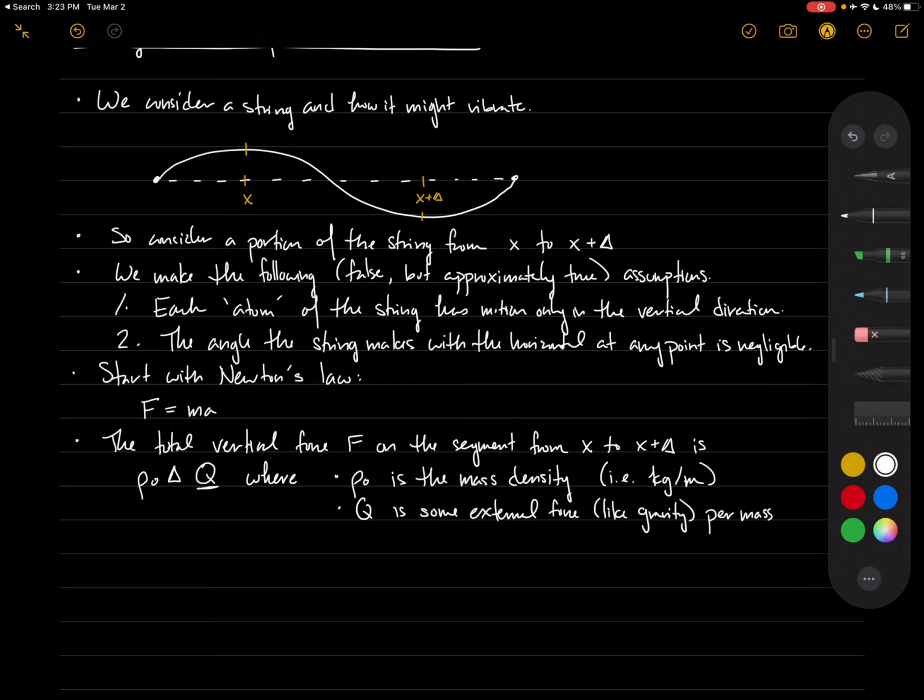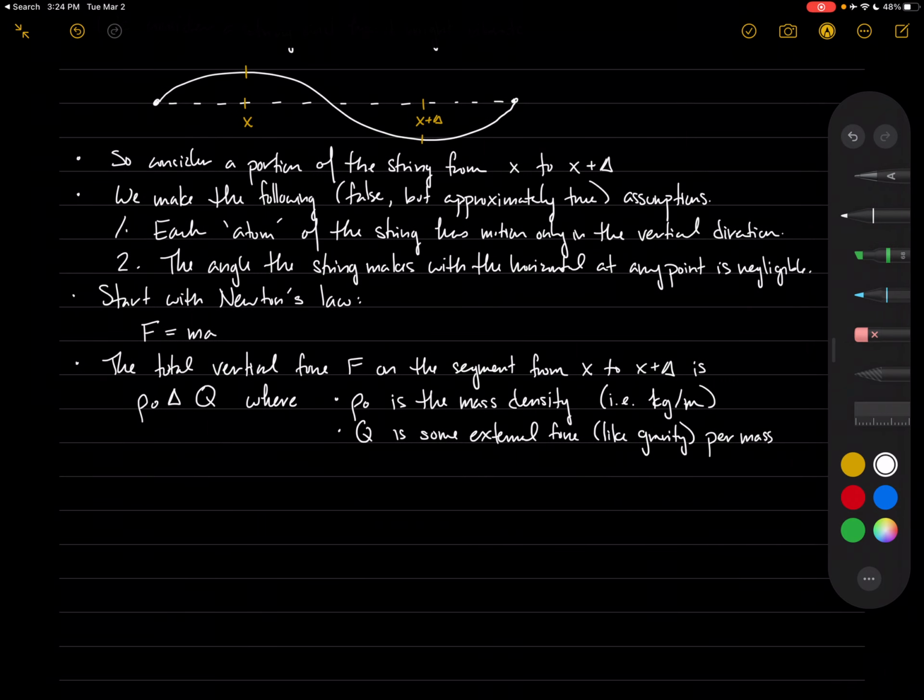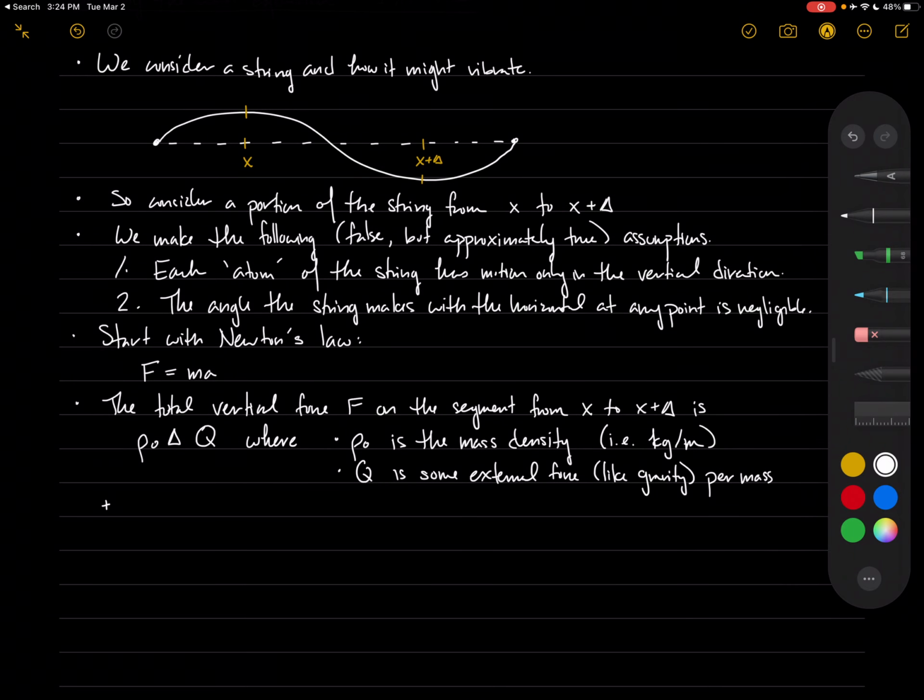Okay, so now let's think about what's going on here. We have this force per mass Q, and then we're multiplying it by the total mass of our little segment, which is the mass density per length times the length delta. Hopefully that makes sense. And then we also have to account for the internal workings of this situation of a string vibrating. The internal workings are due to the tension that's happening in the string.